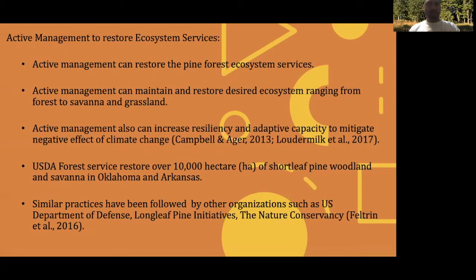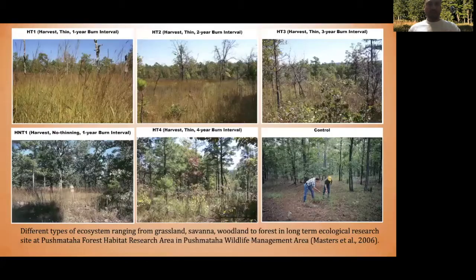Prescribed burn, thinning, and harvest are important tools in managing ecosystem to restore the native habitat and ecosystem in the region. These tools have been used by several agencies such as USDA, US Forest Service, and The Nature Conservancy to manage forest and restore the ecosystem benefits. One such example is maintained in Pushmataha Wildlife Habitat Research Station. These pictures are taken from Pushmataha Wildlife Habitat Research Station.